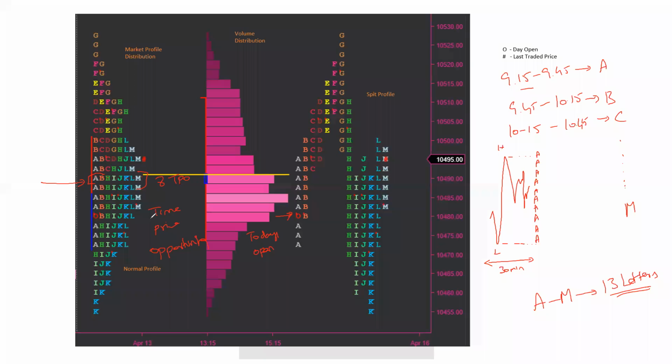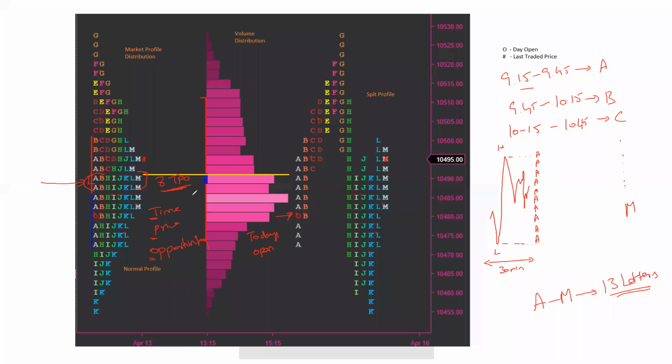Opportunity. So T for time, P for price, and O for opportunity. We call that a TPO. Each and every letter is called a TPO. Now, if you look at that center point, 8 TPOs is what we get over here. That means that particular price has been revisited 8 times.